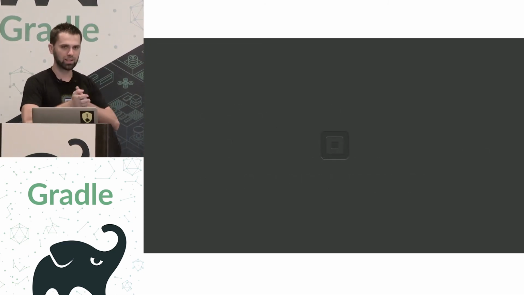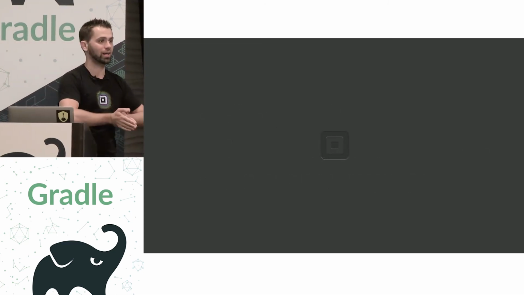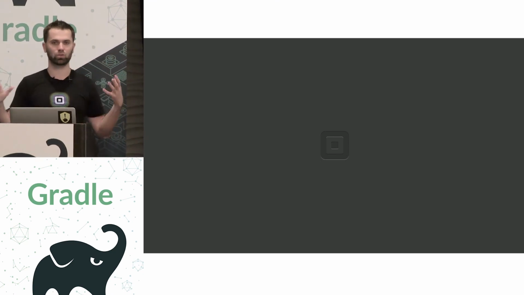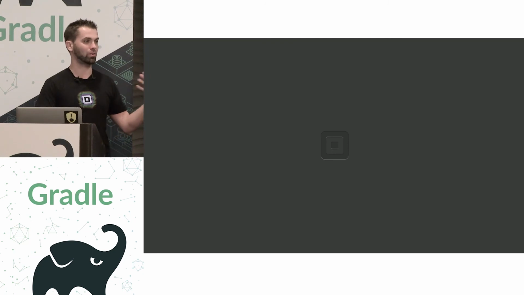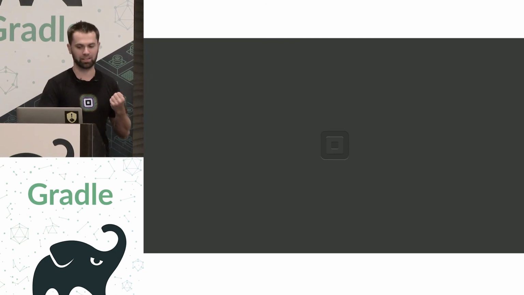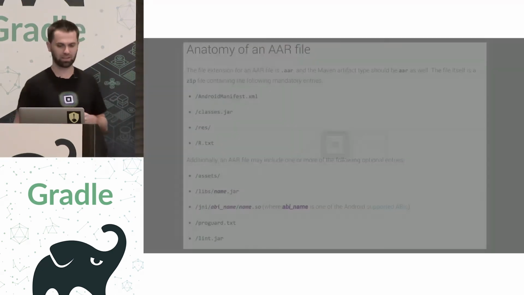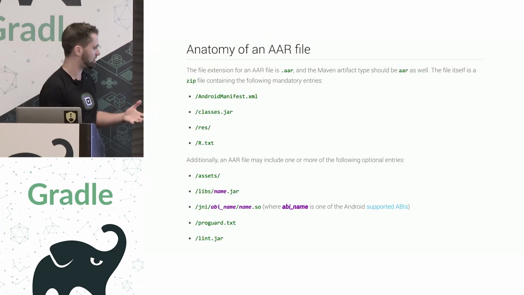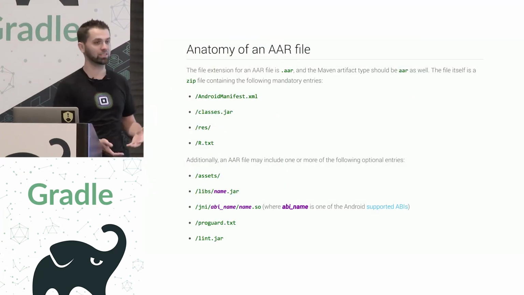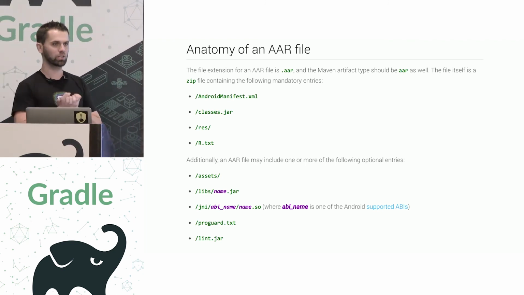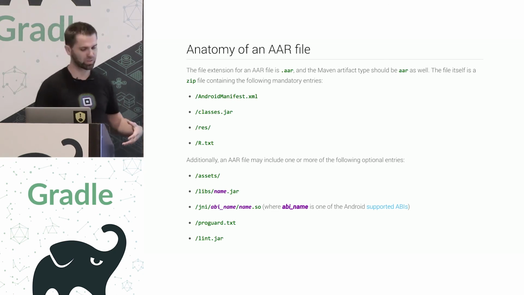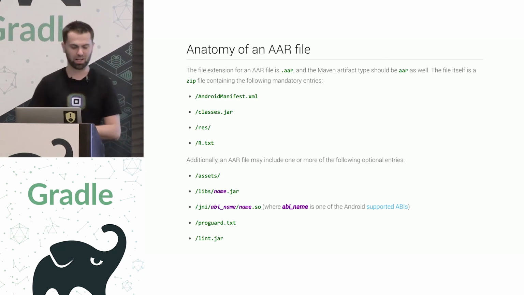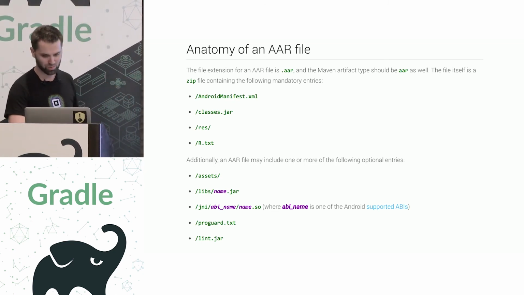So let's take a look at what is inside an AAR, this Android library, and see if we can figure out how to build it, how to build the one we need. Surely this must be well documented, right? Well, it turns out that this is the entirety of the documentation of what's inside an AAR. There's an issue file on Google, so they'll eventually add more. But right now, that's what it is, and it actually misses some entries as well.